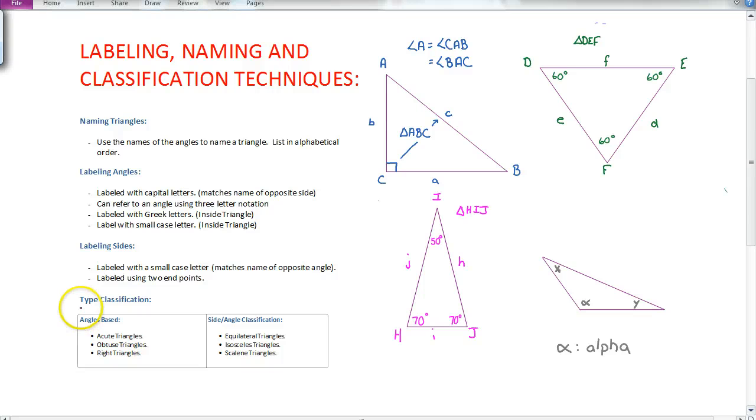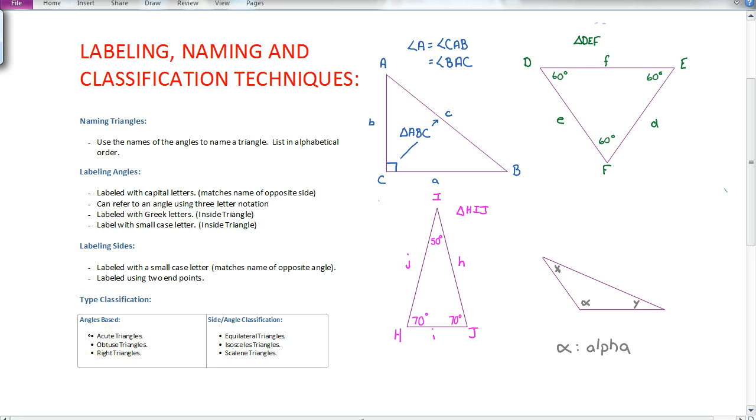The next thing we want to talk about is classification of triangles. And we have two ways to classify a triangle. We can classify a triangle based on an angle consideration, or we can classify it on a side angle classification. So let me explain what I mean by that. We have what are called acute, obtuse, and right triangles.